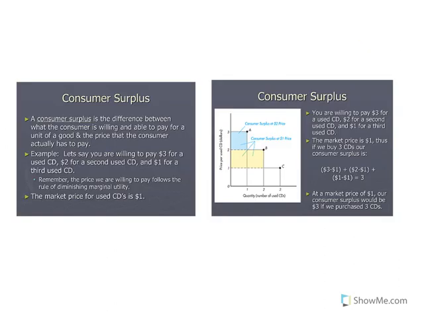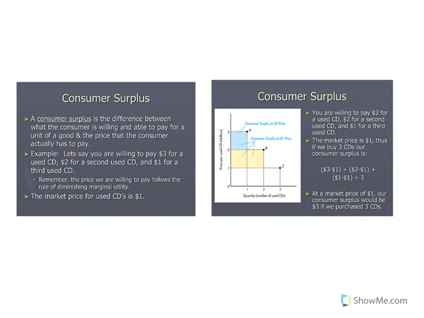The next concept that I want to cover is something called a consumer surplus. So I want you to understand what a consumer surplus is and how you calculate it. Basically, a consumer surplus is just the difference between what a consumer is willing and able to pay for a good and the price that the consumer actually has to pay. Because again, based on our demand curve, we're willing and able to pay different prices for each individual unit that we would purchase.